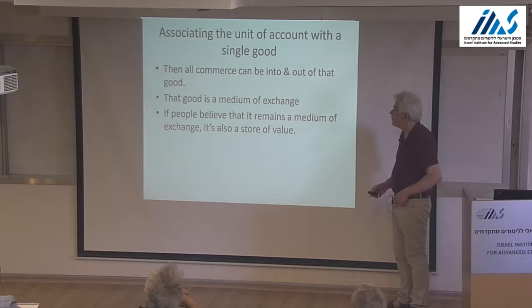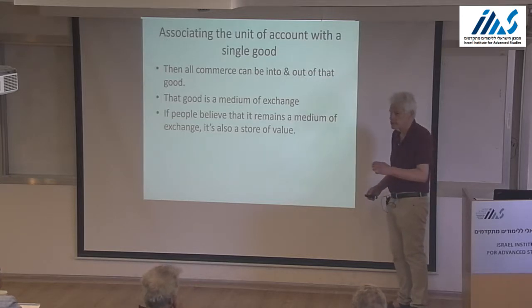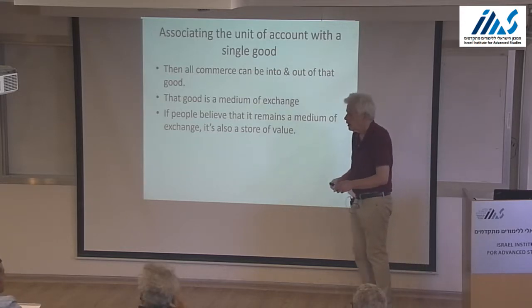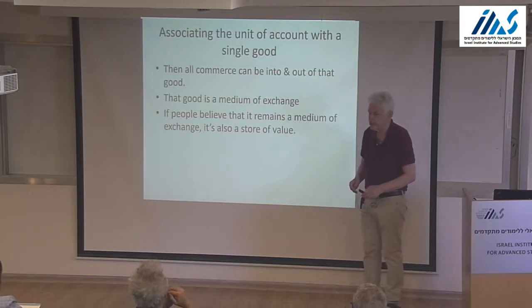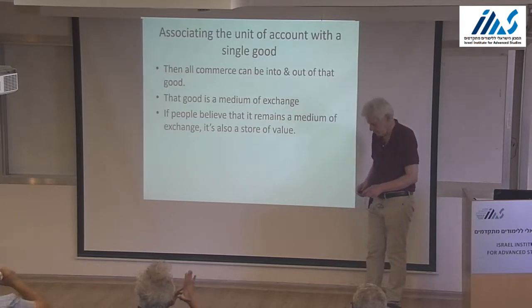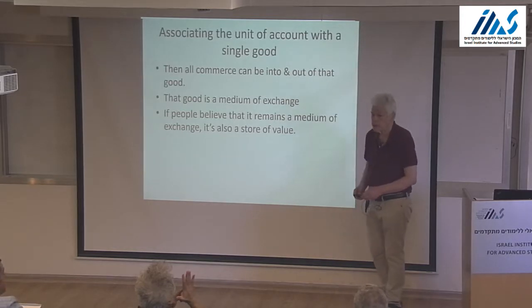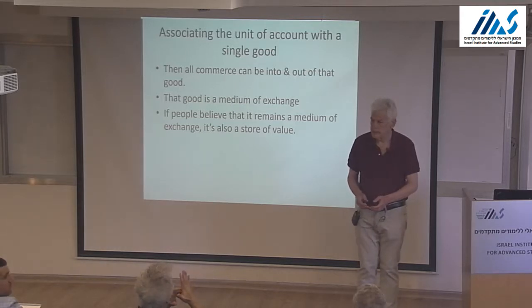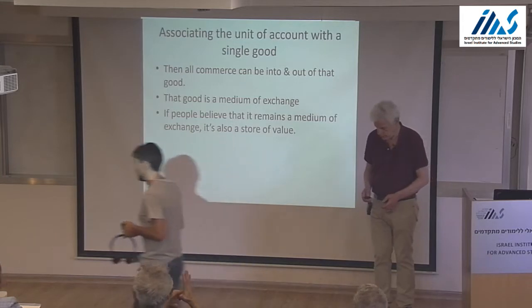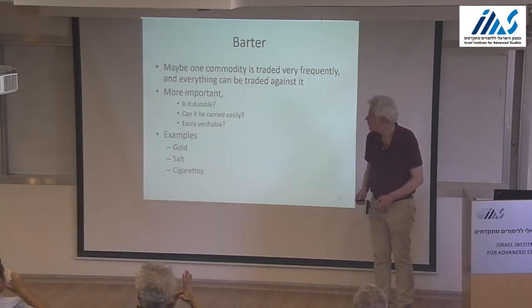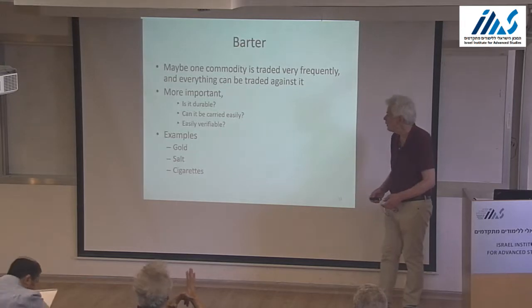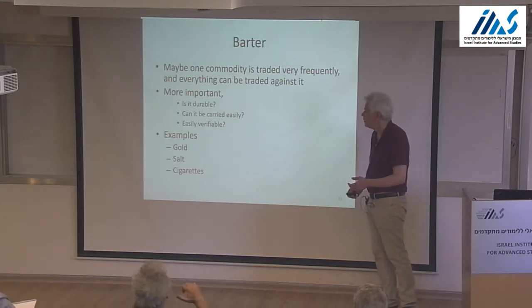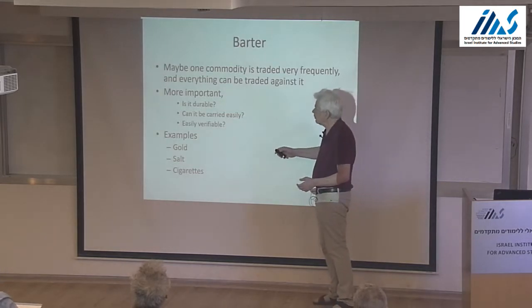Then if you have a unit of account of a single good, you can imagine that all commerce is done into and out of that good. And that good quickly becomes the medium of exchange. And if you believe that it remains a medium of exchange, then it has to be a store of value, which are really the three attributes we often cite for money: a unit of account, a medium of exchange, and a store of value. So when you live in barter, maybe one good becomes traded a lot, and you ask, is it durable? Can it be carried easily? Is it easily verifiable? And if it is, maybe that's a candidate for money.